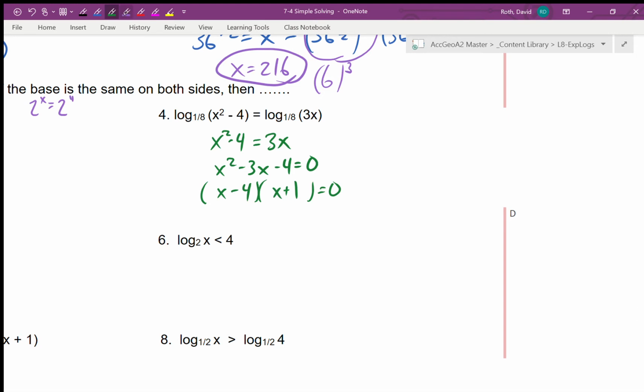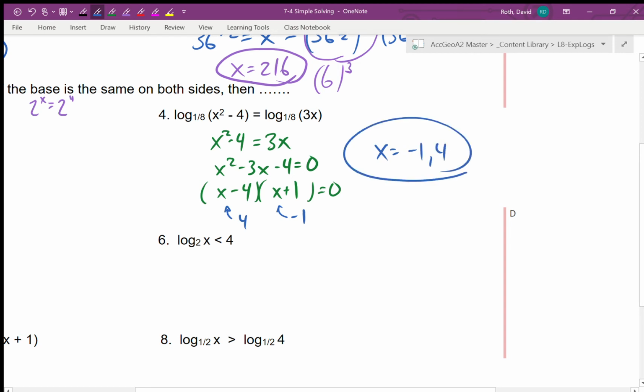And then we say, okie dokie. So I get a 4 out of here and a -1 out of there. And so x must equal -1 and 4, and I circle it and I'm done. Nope. Hold the phone. Remember, can you log a negative?